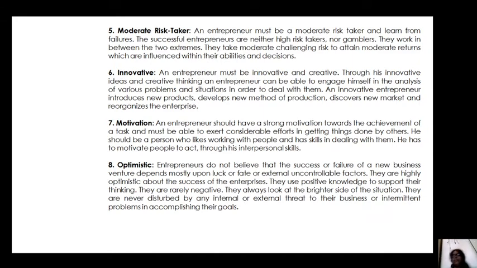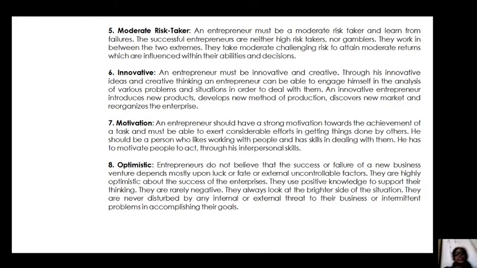Okay, every human being should do that. You should learn from your failures, you should learn from your past experiences, you should learn from the mistakes which you have made in the past. So, successful entrepreneurs are neither risk takers nor gamblers. They work in between the extremes. They take moderate challenging risks, they are taking calculated risks and attain moderate returns which are influenced by their abilities and decisions.